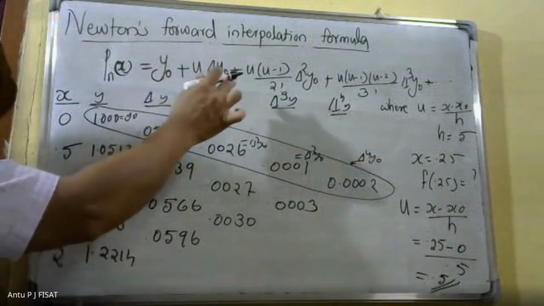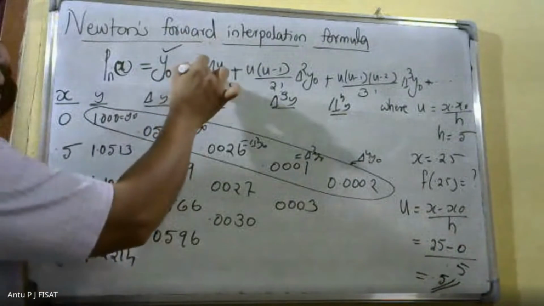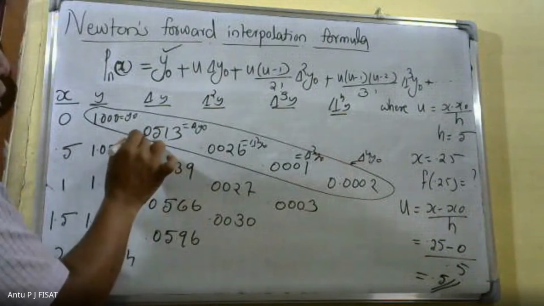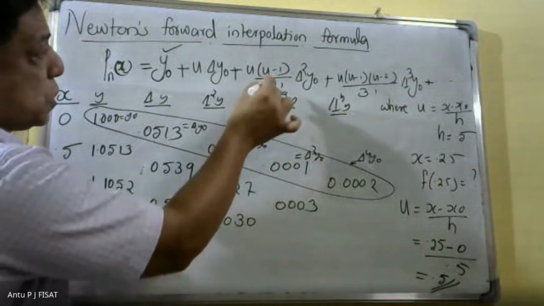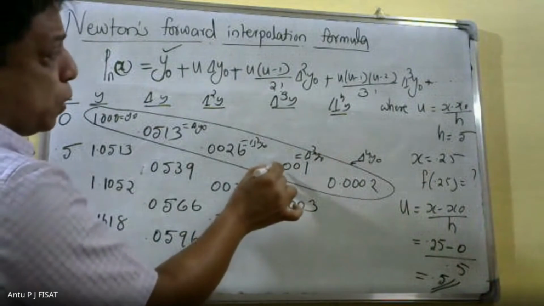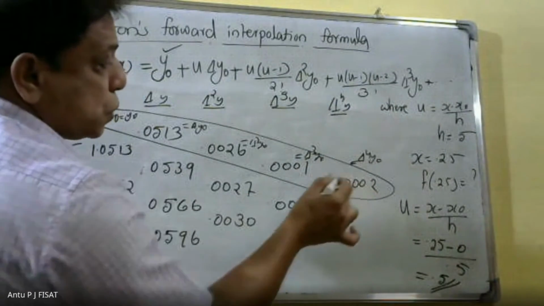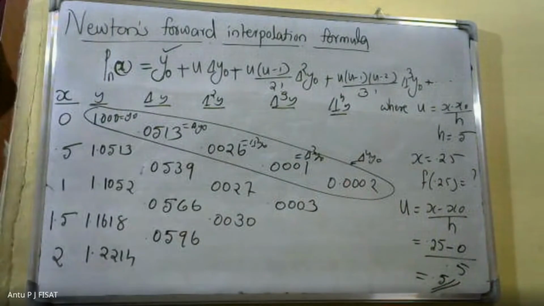In this formula, substitute the value of y naught as 1, u is equal to 0.5. Delta y naught is equal to 0.0513. Delta square y naught is equal to 0.0026. Delta cubed y naught is equal to 0.001. Delta raised to 4 y naught is equal to 0.0002. Substituting in the formula, we can write the formula.